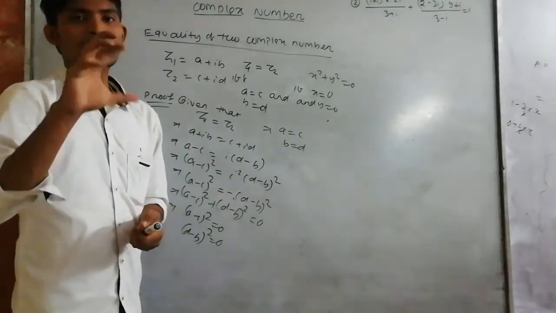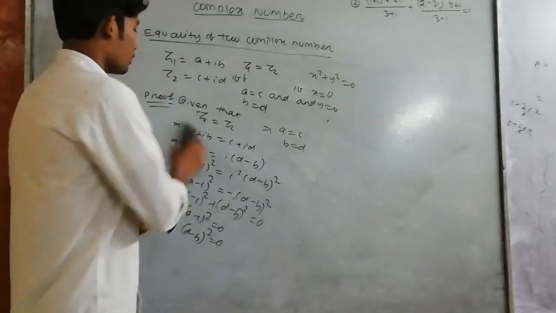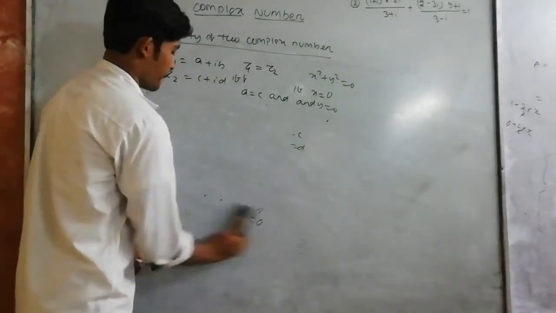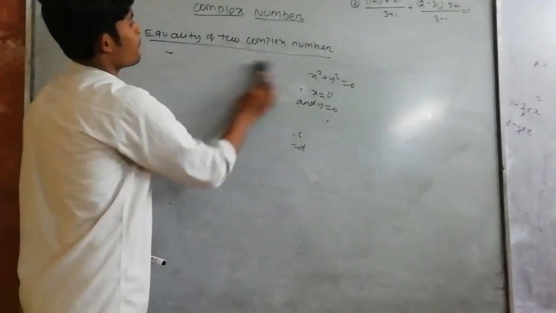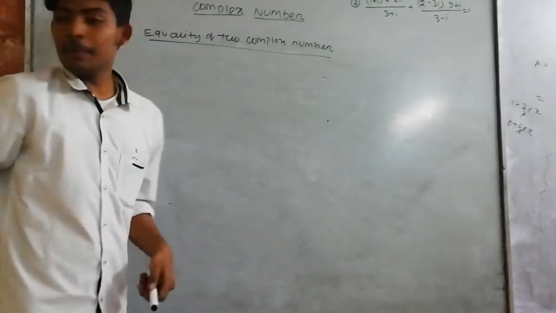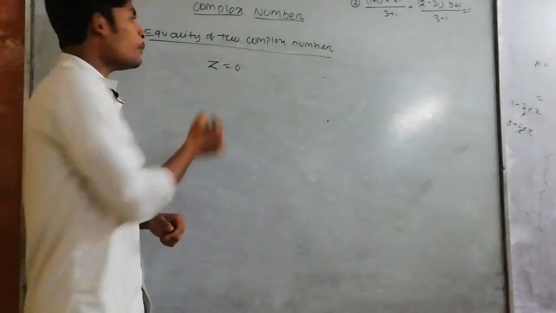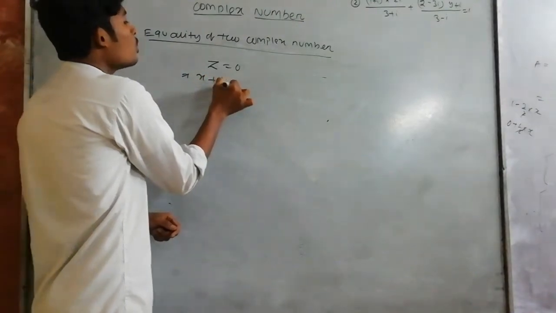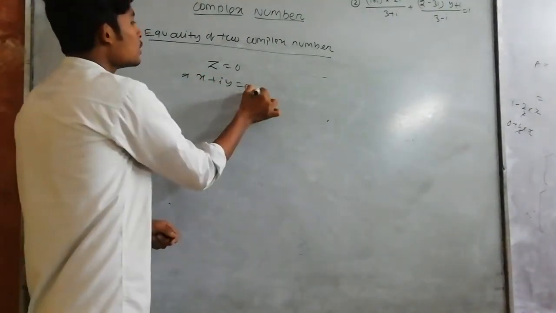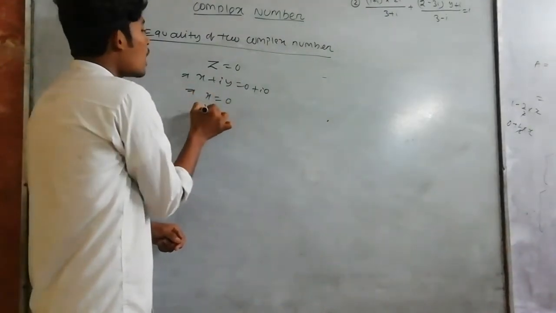This is your complete proof. So let us take some notes about this. Remember one thing, if Z equal to 0, that means x plus iy equal to 0 plus i0. That implies x equal to 0 and y equal to 0.